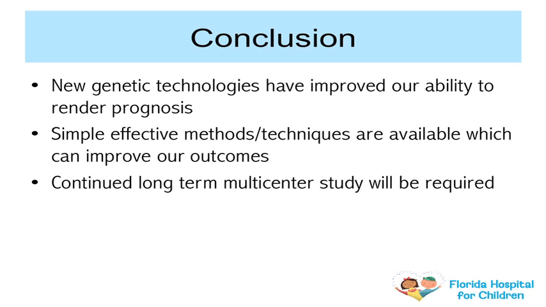So in conclusion, there are many new genetic technologies available which have improved our ability to render a prognosis and tell whether or not your child will have a problem with their back as they get older. But there are also some very simple and effective methods which are already in use which can help improve the outcome. Lastly, there's more research that needs to be done to help provide more information and more data to help guide future decision making.